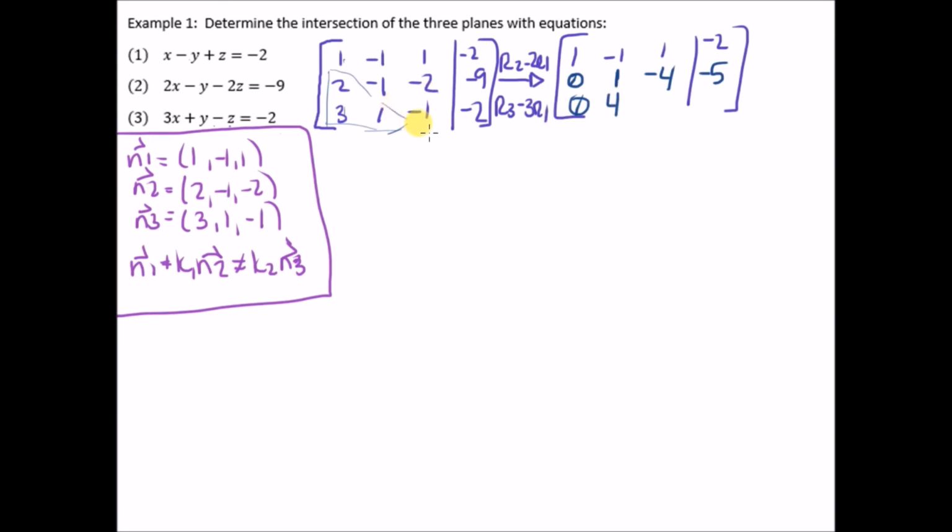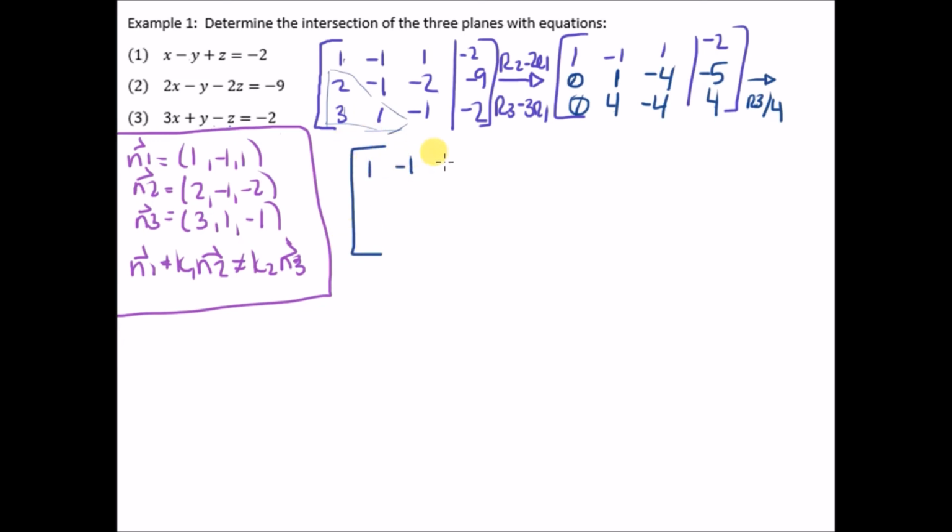-1 minus 3, I get -4. And then I have -2 minus -6. So -2 plus 6, I get 4. Wow, row 3 is actually quite pretty. I'm just going to divide row 3 by 4. Okay, so we're going to get 1, -1, and 1.